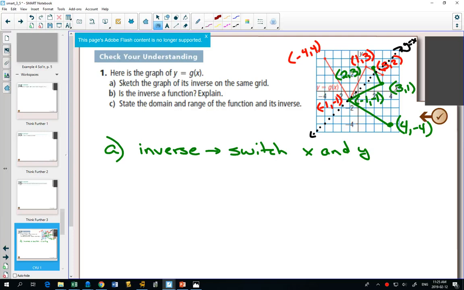Now, for whatever reason, it's harder for our brains to reflect over a diagonal line than it is to reflect over a horizontal or a vertical line. Right? It's pretty easy to take something and flip it horizontally, right? But to turn your head and try to flip it over a diagonal line is a little bit harder to see.